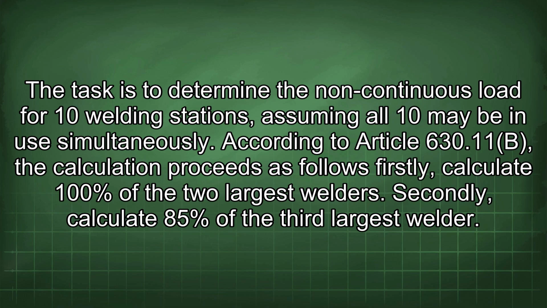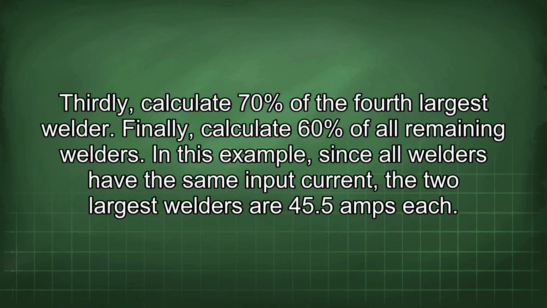Firstly, calculate 100% of the two largest welders. Secondly, calculate 85% of the third largest welder. Thirdly, calculate 70% of the fourth largest welder. Finally, calculate 60% of all remaining welders. In this example, since all welders have the same input current, the two largest welders are 45.5 amps each.